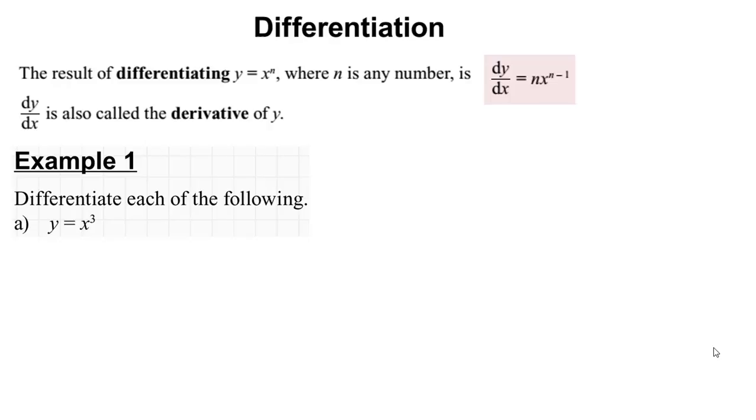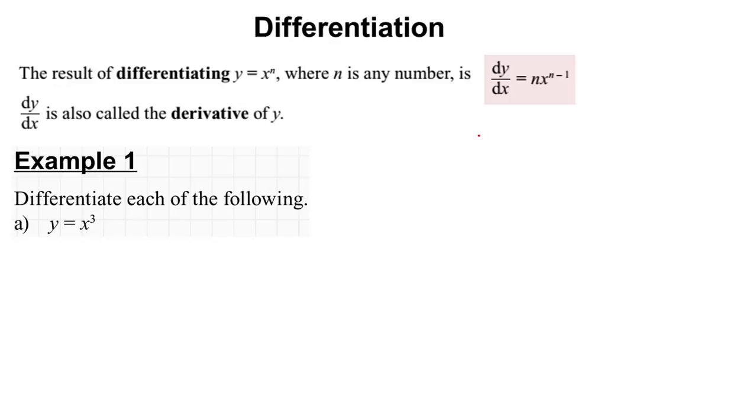Welcome. So far in the first lessons, we've been looking at finding the gradient of a straight line. When you're finding the gradient of a line, basically what you're doing is differentiating. So today we're going to be starting the topic itself of differentiation, which is basically finding the gradient of a line. Okay.